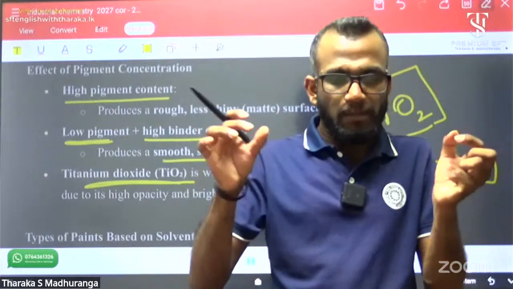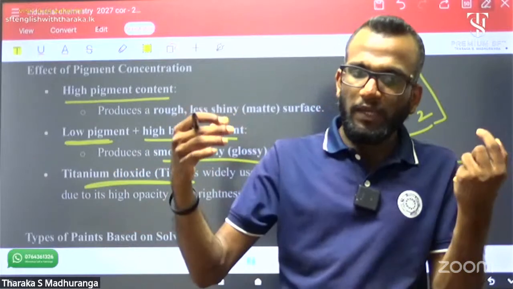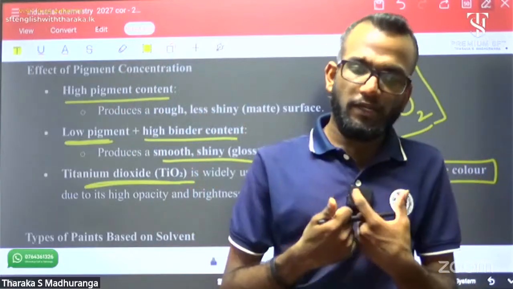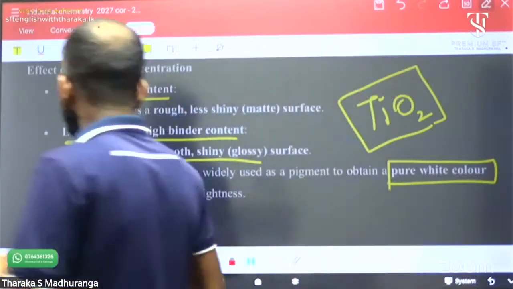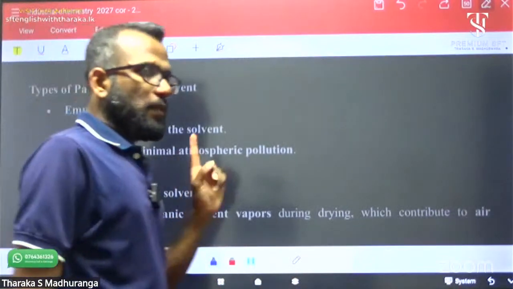And paints, mainly two types. What are the types? Matte and shiny. Matte means high pigment content. Shiny means low pigment content, remember. Low pigment concentration.